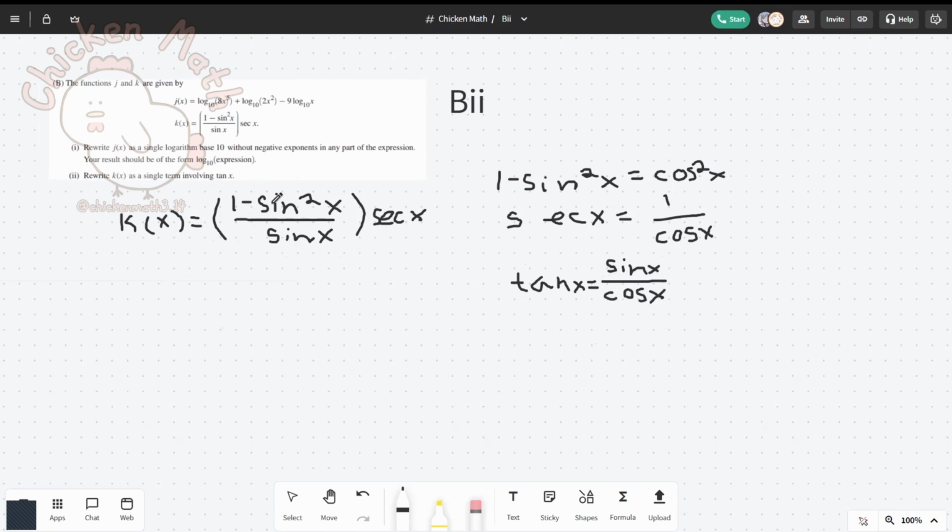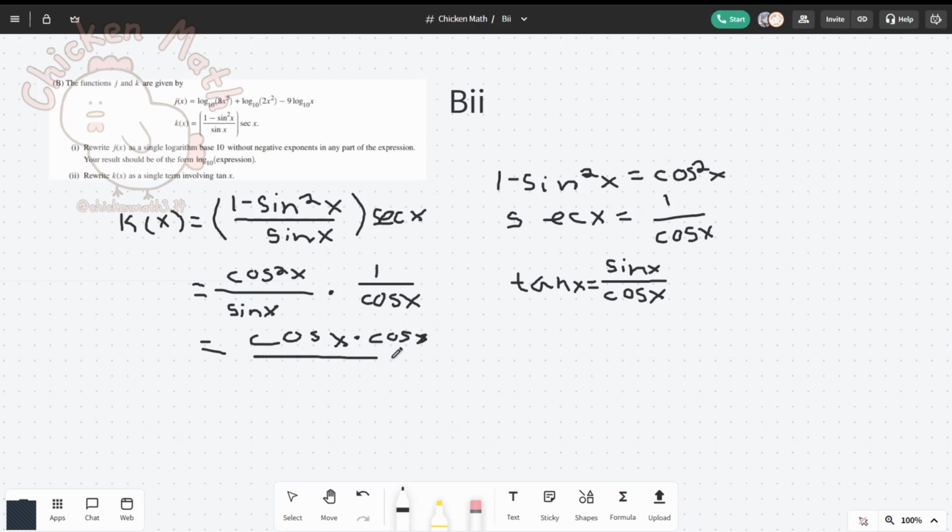All right, so let's replace the 1 minus sine squared x with our cosine squared. So we got cosine squared x over, this is still sine x, we're just going to carry it down. And then we're multiplying that by 1 over cosine x. All right, so let's write this out a little bit differently. We're going to multiply. So cosine squared x is essentially just cosine x times cosine x. And you don't have to write this part down, but I like to, just to make it a little more clear.